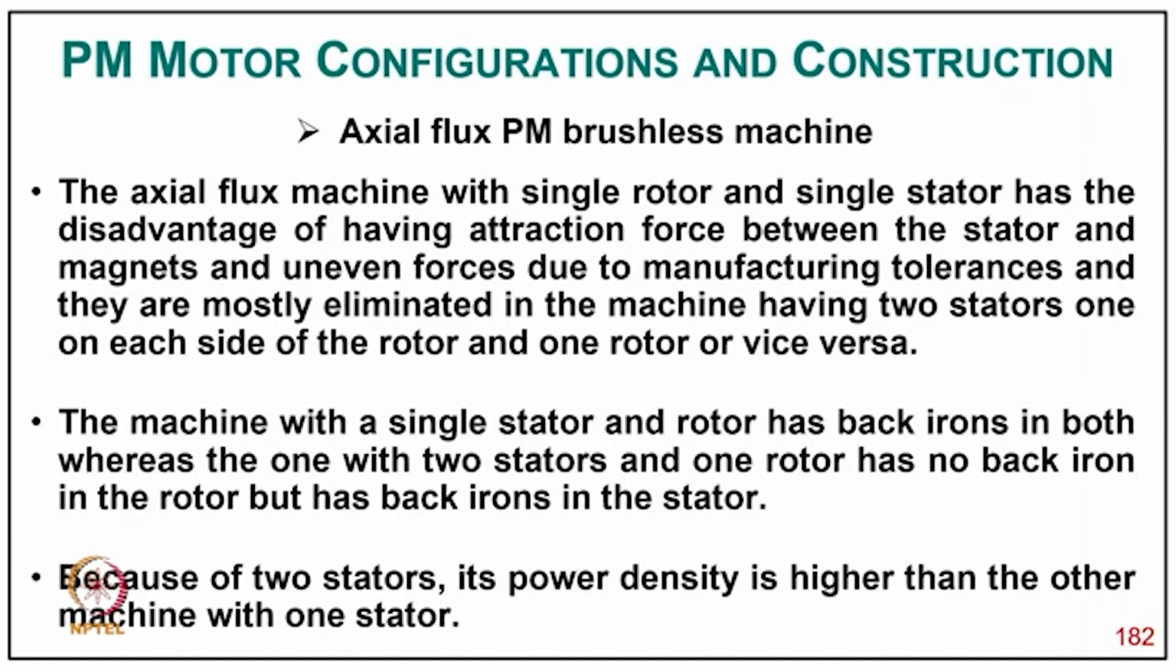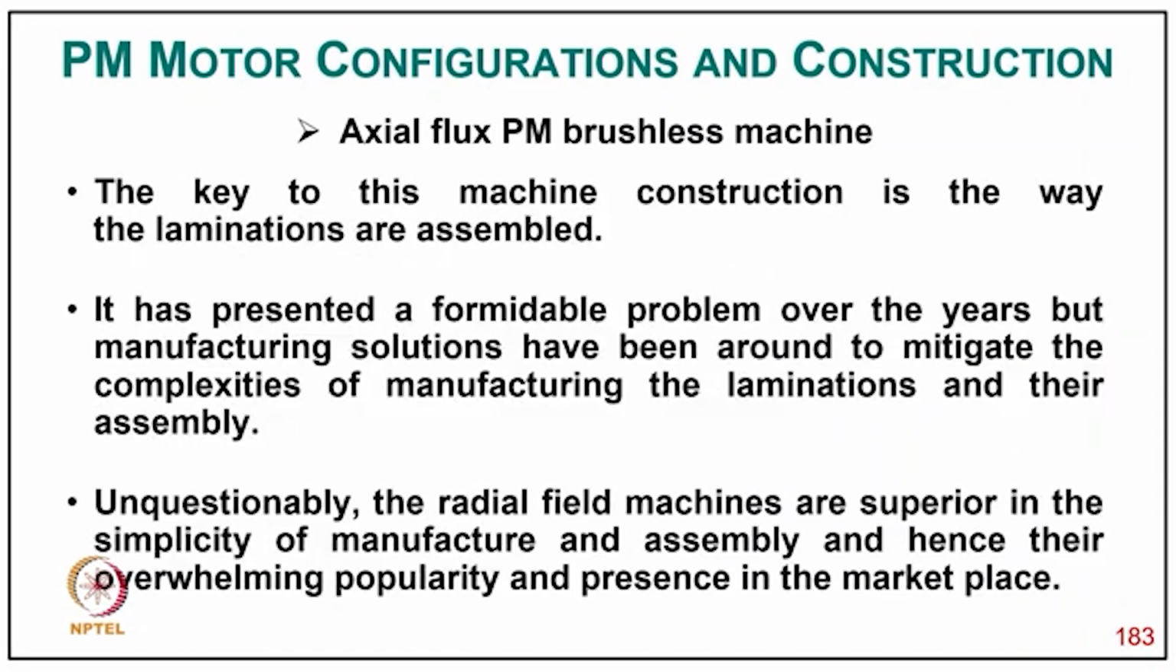Even forces due to magnet manufacturing tolerances are mostly eliminated in the machine having two stators, one on each side of the rotor. The machine with a single stator and rotor has a back iron in both. Because of the two stators, its power density is higher than the other machine, because you can put more conducting material where the energy is really going to be generated or flowing.